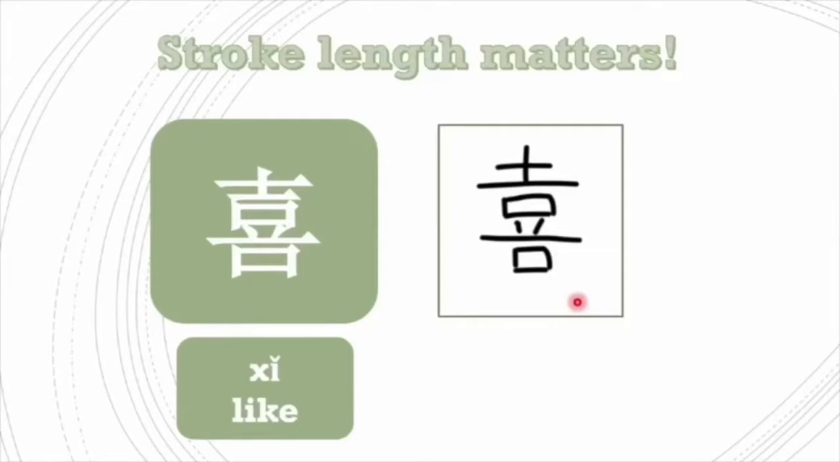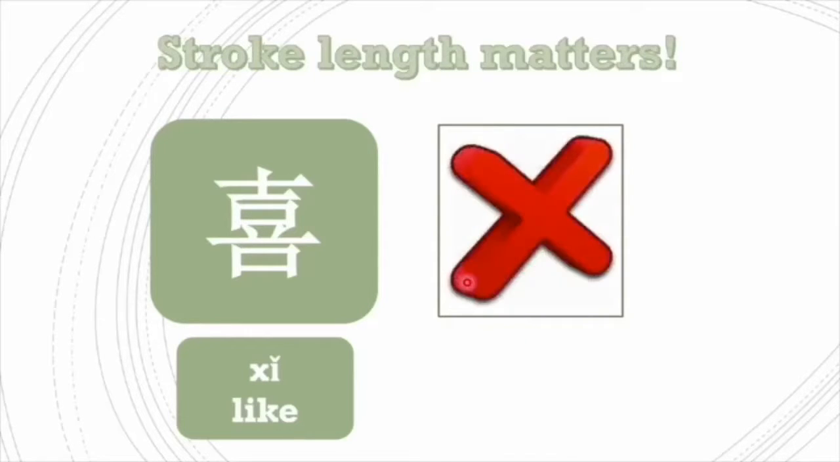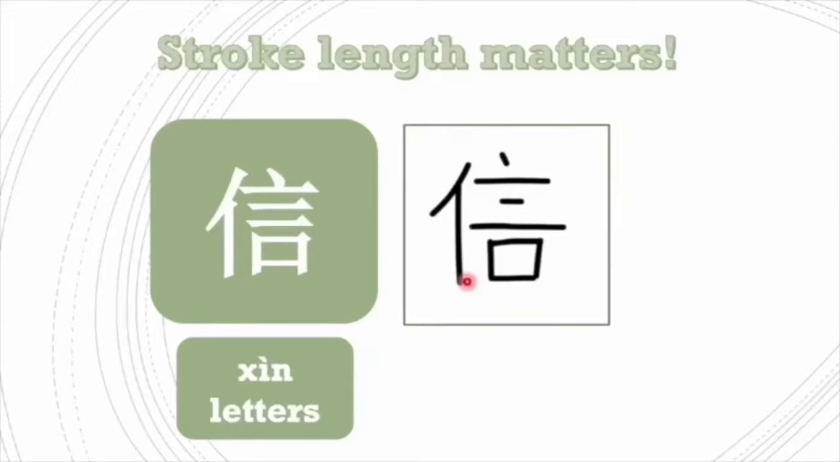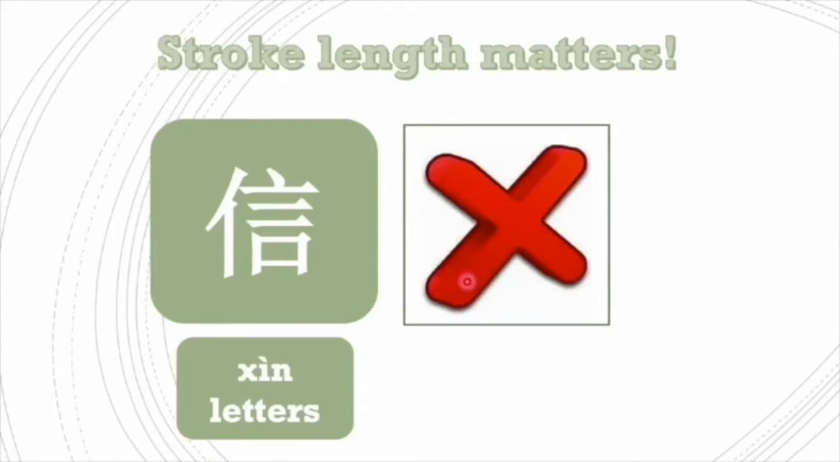Not paying attention to the stroke length will also cause you to write a wrong character. For example, this second character doesn't exist in Chinese. This one is the same. The second character is not right. So I think now you know that stroke length is key, right? You need to pay attention to it when you write characters.